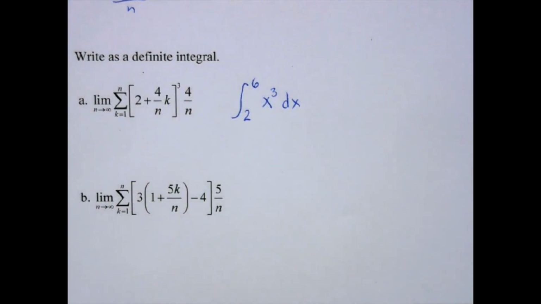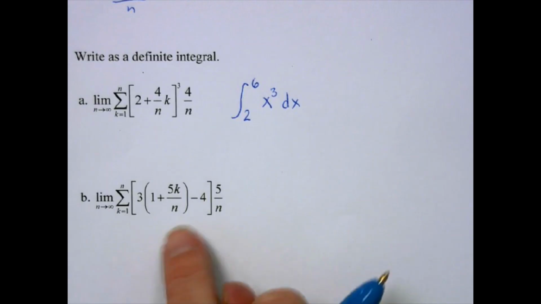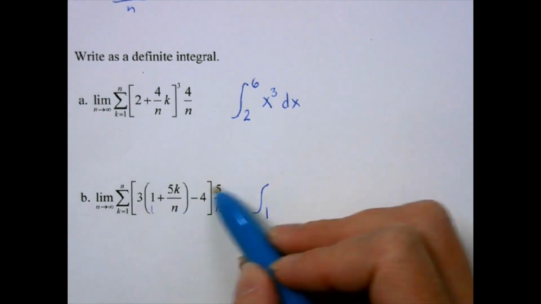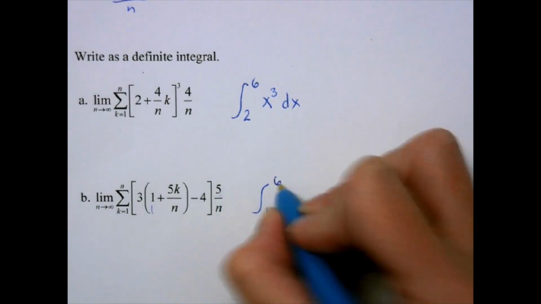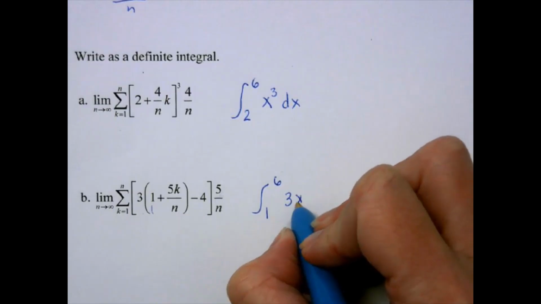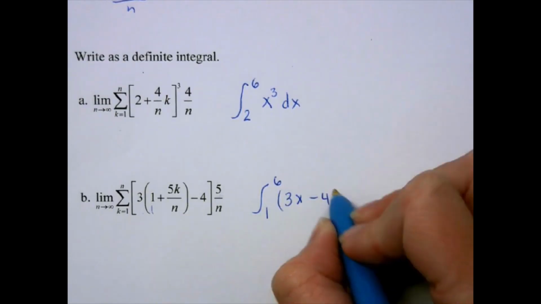Okay, here we're going to have the integral starting at 1. If our distance is 5, we'll end at 6. My function here is going to be 3x minus 4, and then we'll do our dx.